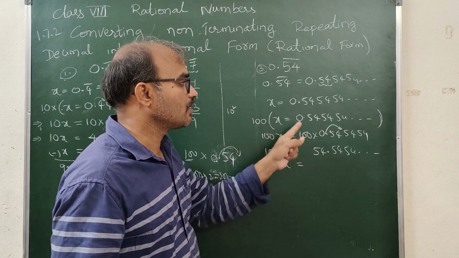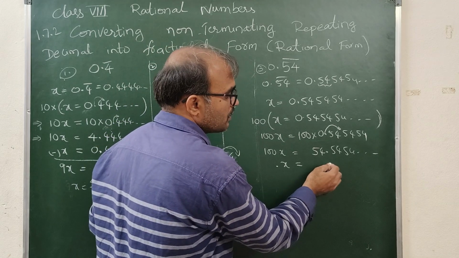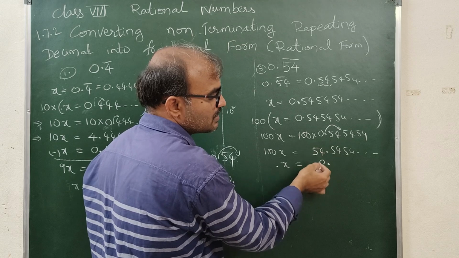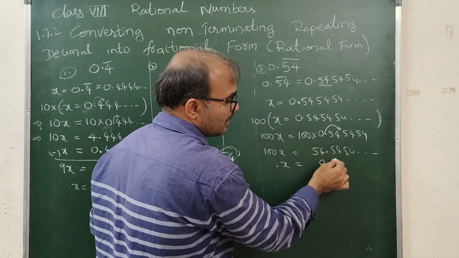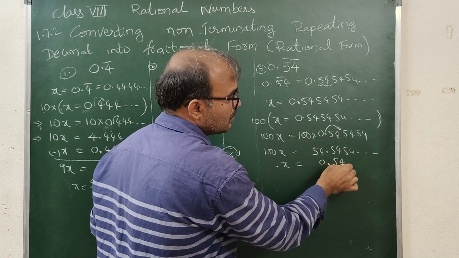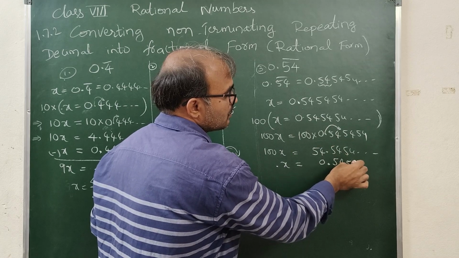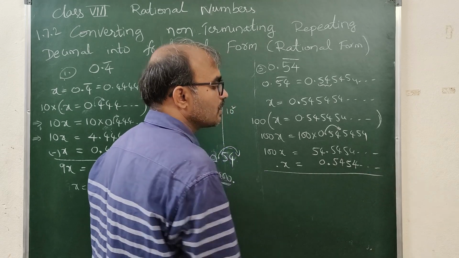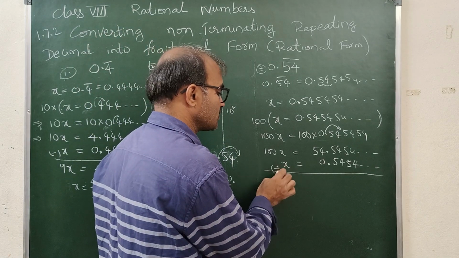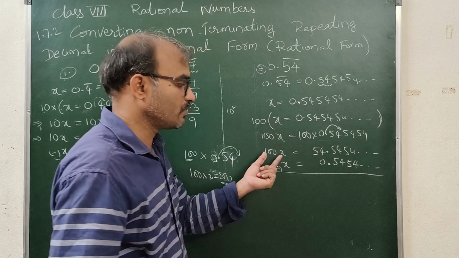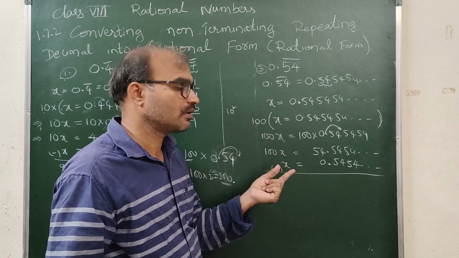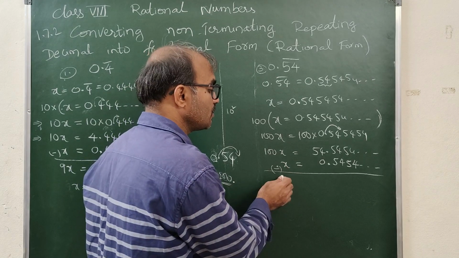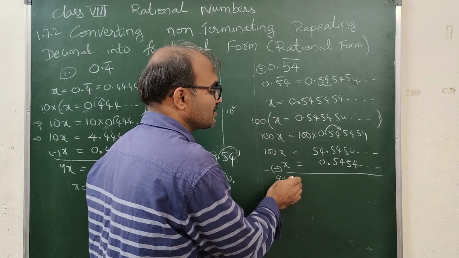Now write x under 100x, with the decimal point under the decimal point, ones under ones, tens under tens, hundreds under hundreds, thousands under thousands, and go on writing like that. Now you have to do subtraction: 100x minus x. 100x means 100 x's are present, and here only one x is present. If you subtract, you will get 99x.